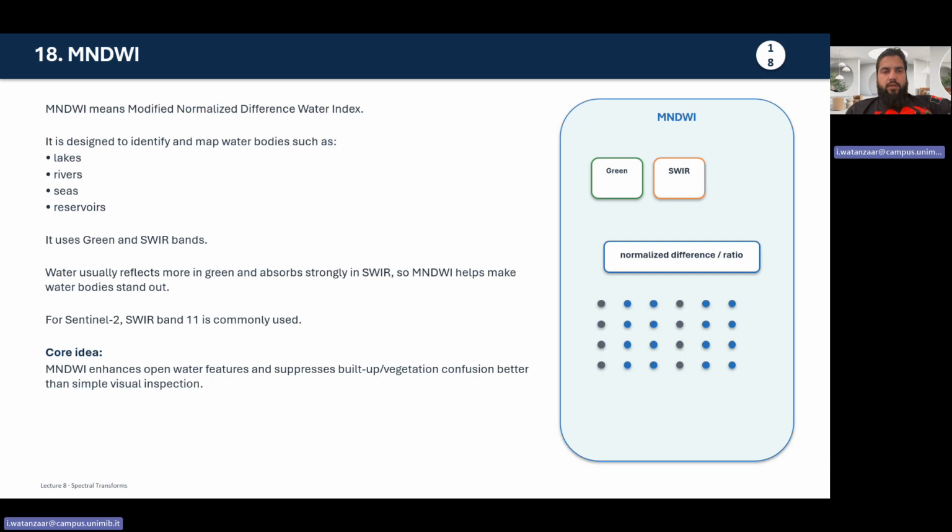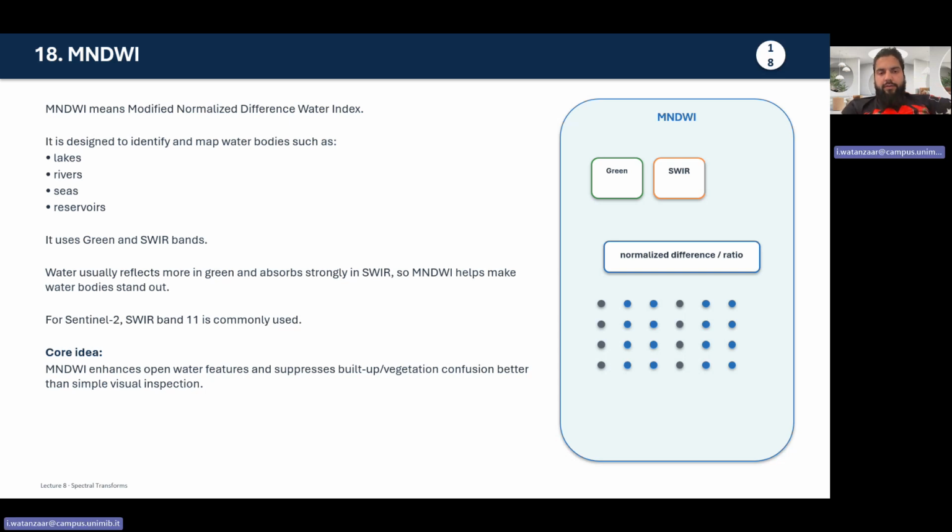This is the last one, MNDWI. MNDWI is the modified normalized difference water index. It is designed to identify in-map water bodies such as rivers, reservoirs, seas, and lakes. It uses the green and shortwave infrared bands. The green band comes from the visible, and the shortwave infrared is beyond the near infrared. So both of them are used by the MNDWI.